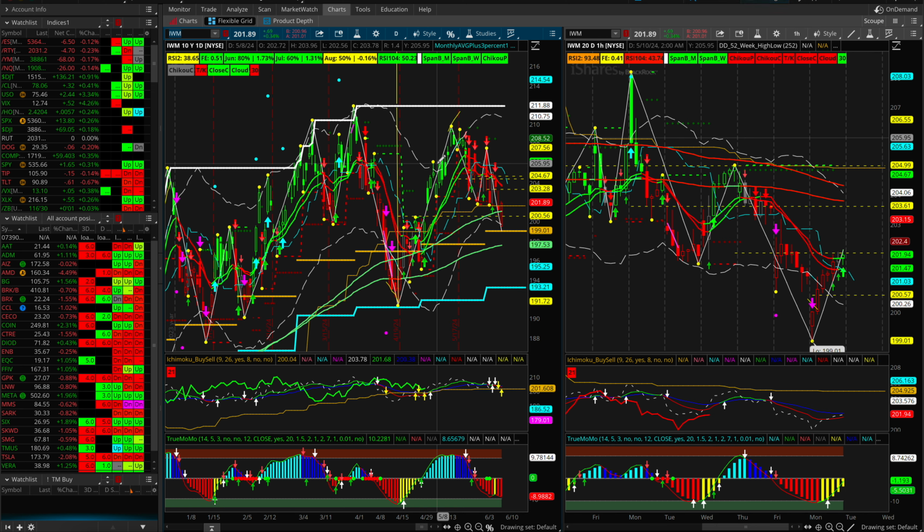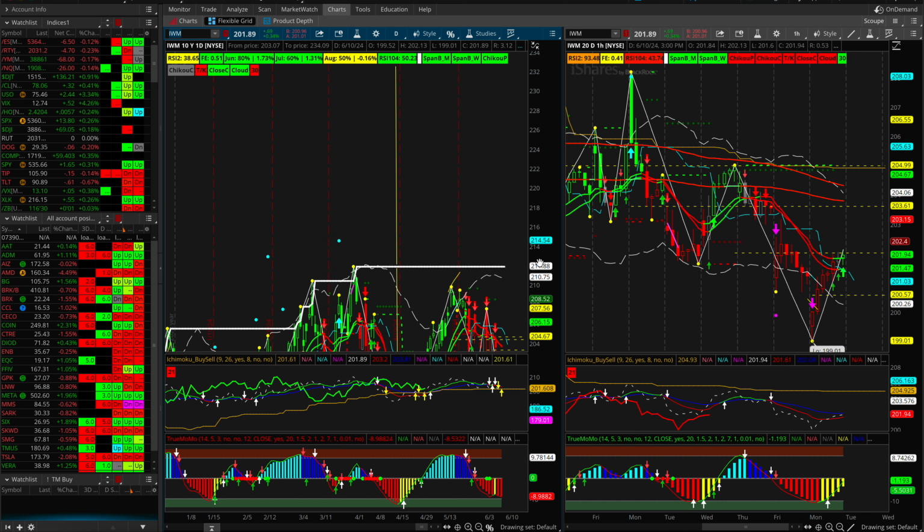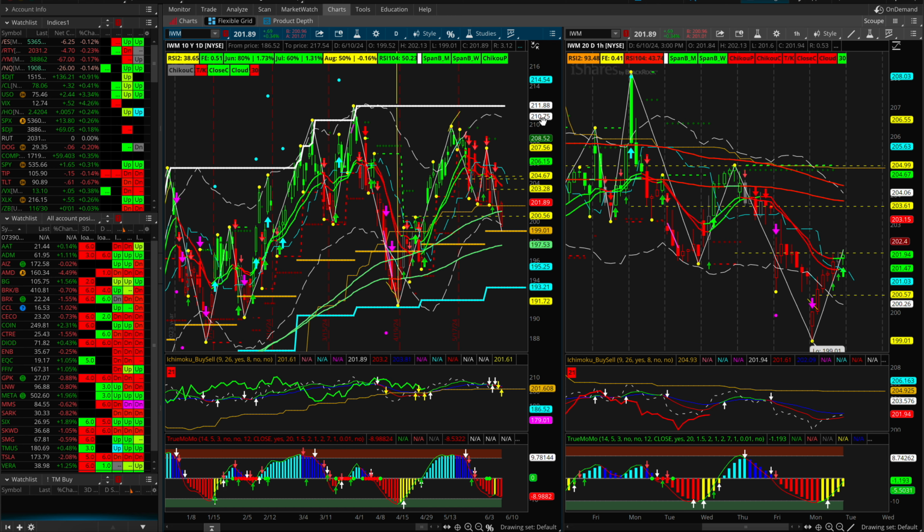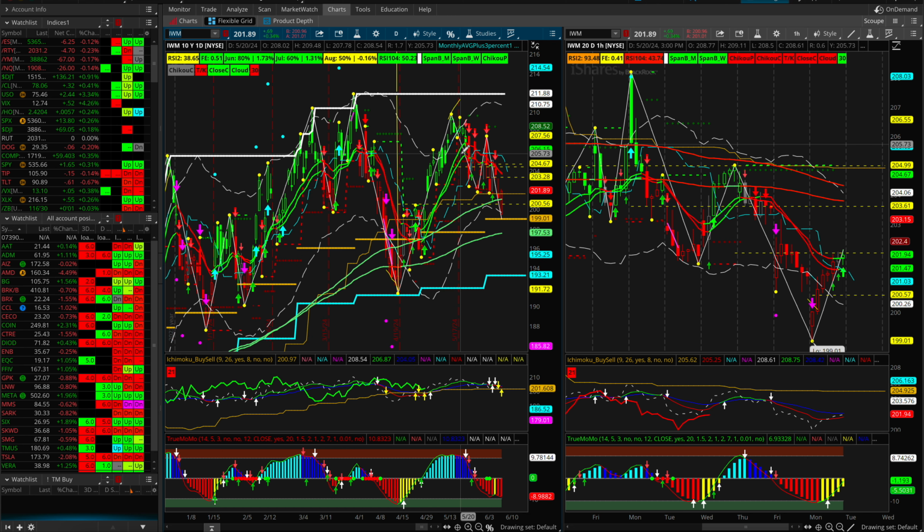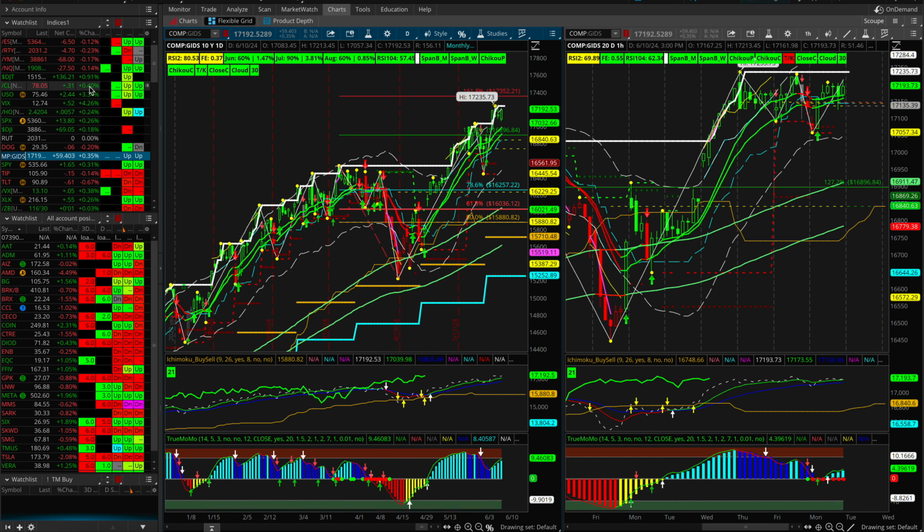I had a position on an IWM because of this target up here, and it got stopped out, which is fine. I'll get back in when it makes sense. And SPX, the NASDAQ, I think is still reaching for this 1618.